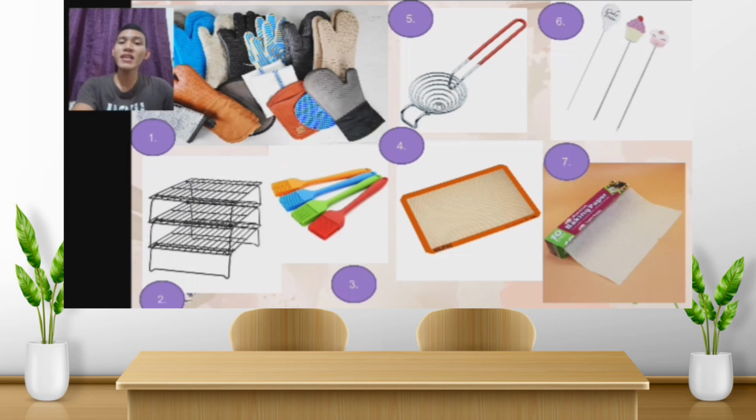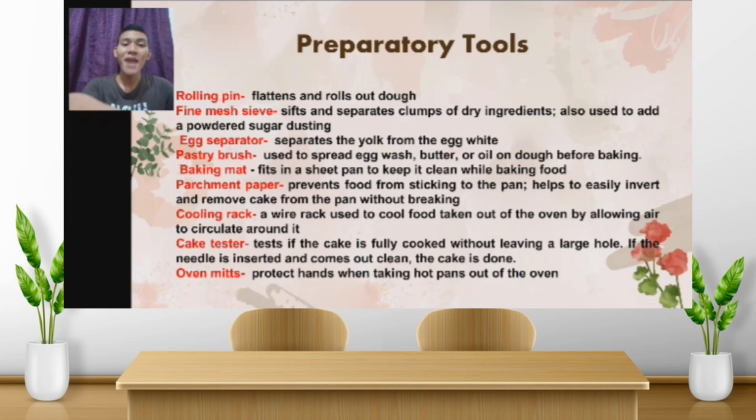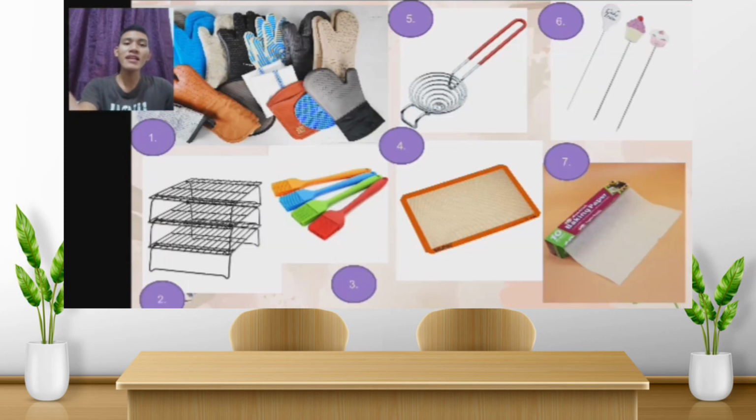Number 2, that is the cooling rack. Number 3, that is the baking mat. Number 4, that is the egg separator. Number 5, the pastry brush. Number 6 is the cake tester, and number 7 is the parchment paper. So these are the physical appearance, or these are the mga itsura nila, no?